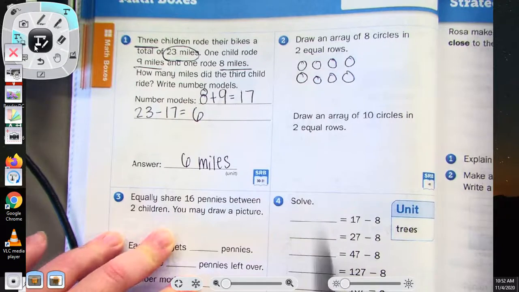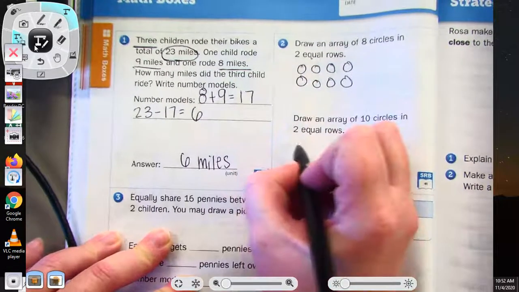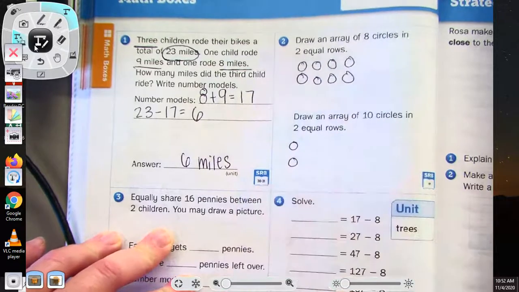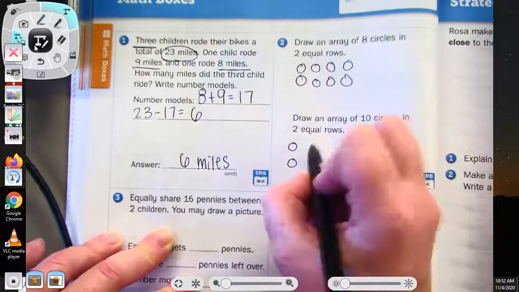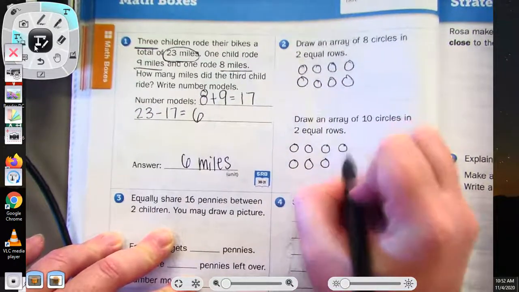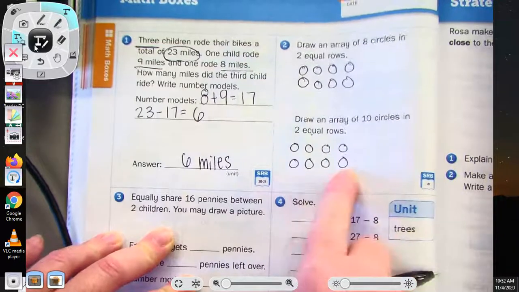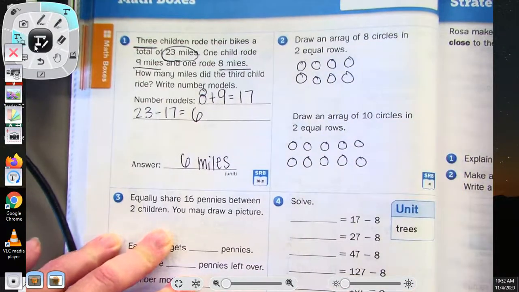Then it says draw an array of 10 circles in 2 equal rows. So you still have 2 equal rows, but there's 10 circles total. So you would keep drawing them until, so we had 8, like up here, and then we would just need to add 2 more. So there would be 5 in both rows.